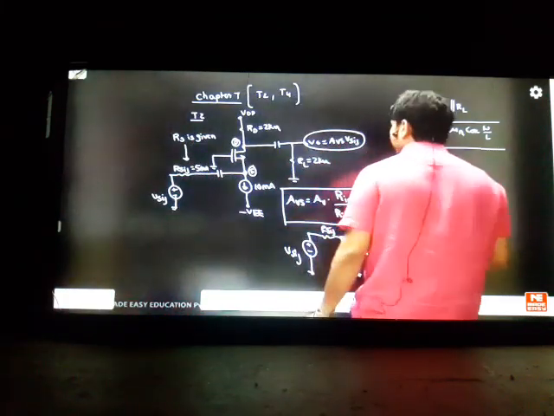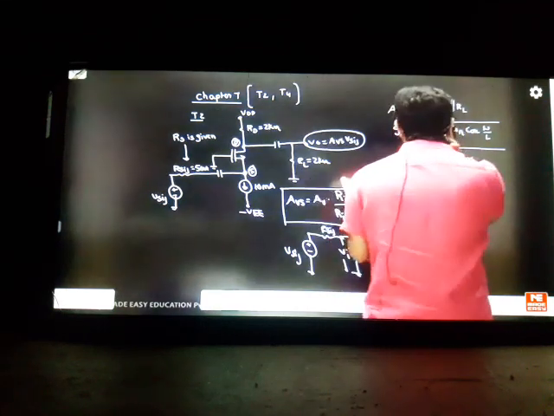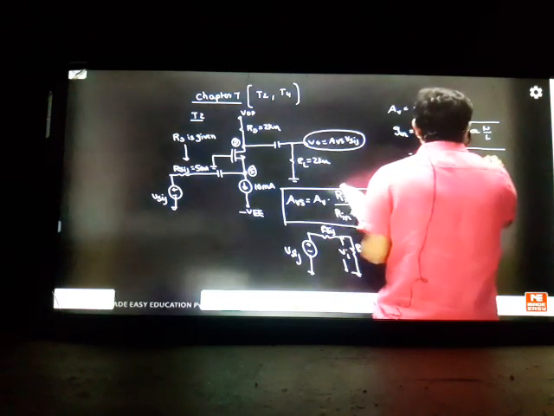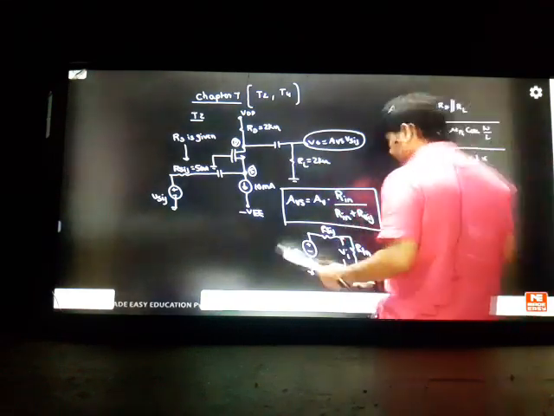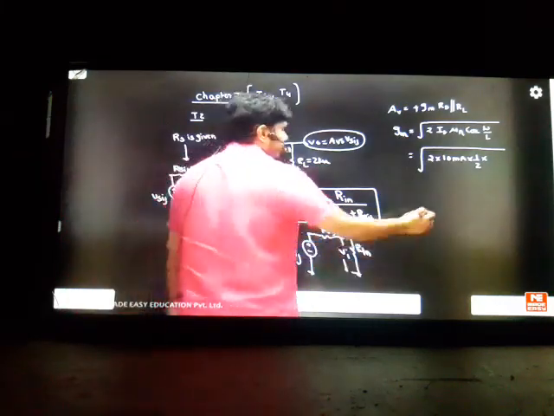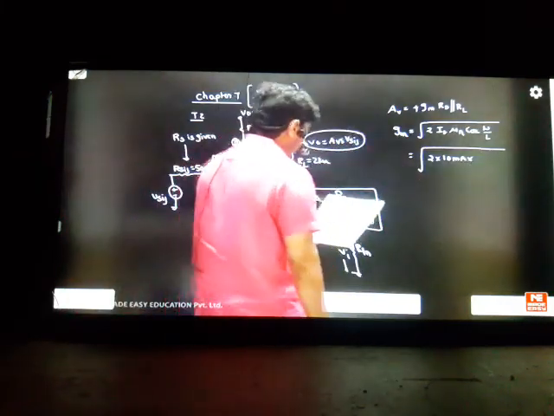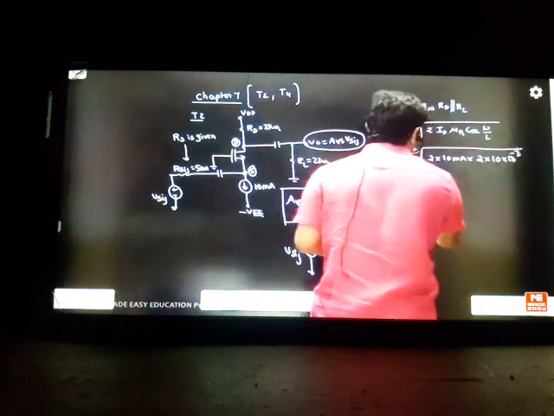2 into, your ID is here, 10 milliamperes, into mu n Cox W by L. Half is not there here, correct? Mu n Cox W by L into 2 is also there. So in place of writing like this, you can write this total value as 10 into 10 power minus 3, it will become 2 into 10 into 10 power minus 3, right? So this answer you calculate first.